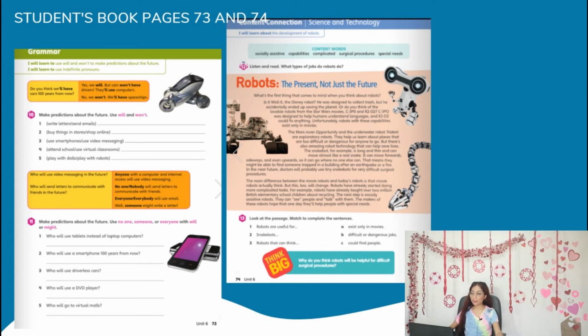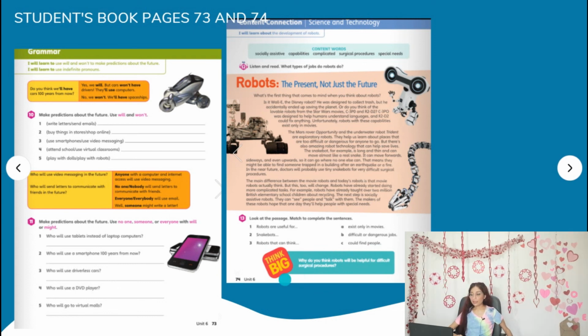Okay, activity 13, look at the passage. The passage is the text. It says, match to complete the sentences. Okay, so number 1, robots are used for. 2, snake bots. 3, robots that can think. A, exist only in movies. B, difficult or dangerous jobs. C, could find people.